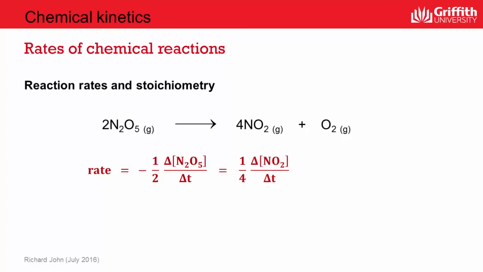Now we can also do this for the rate of appearance of the product NO2, where we get an equivalent expression for the rate as 1/4 times the rate of appearance of NO2. And remembering that the 4 in the fraction comes from the stoichiometric coefficient of NO2. And we can also do it with the product oxygen, where the stoichiometric coefficient is 1, and therefore another expression for the rate of this reaction is equal to 1 times the rate of appearance of O2.